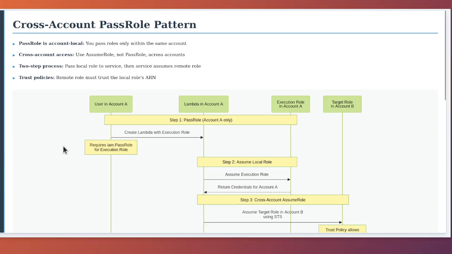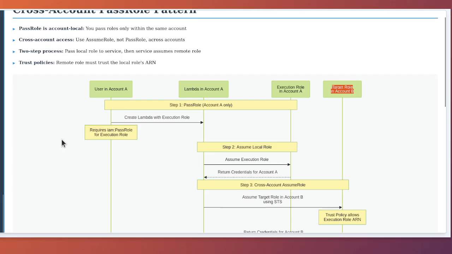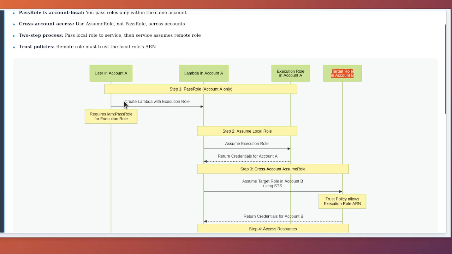The sequence diagram shows 4 participants arranged horizontally. On the far left is user in account A, which represents a developer or administrator operating in account A. Next is Lambda in account A, representing a Lambda function or any AWS service resource created in account A. Third is execution role in account A, which is a local IAM role that exists in account A. On the far right is target role in account B, which is an IAM role that exists in a different AWS account, account B.